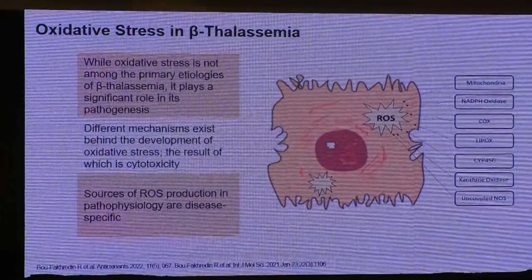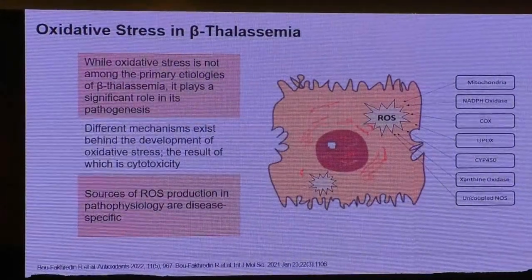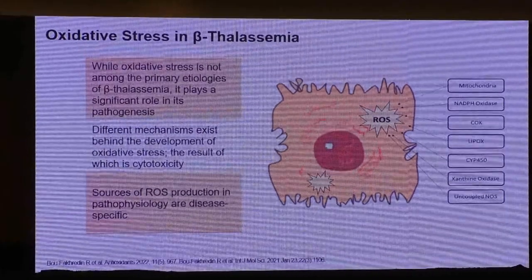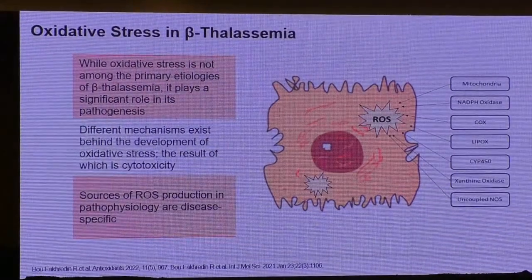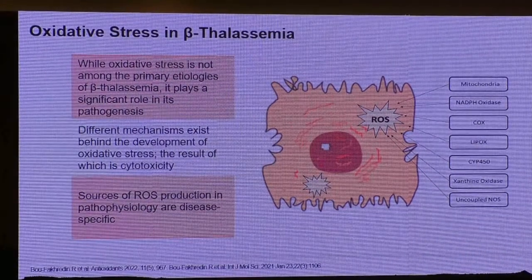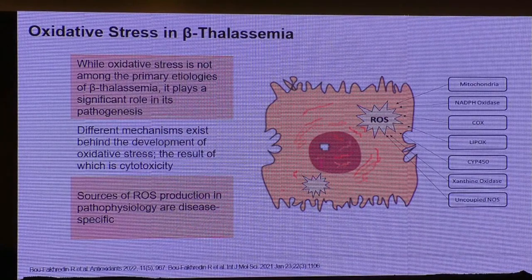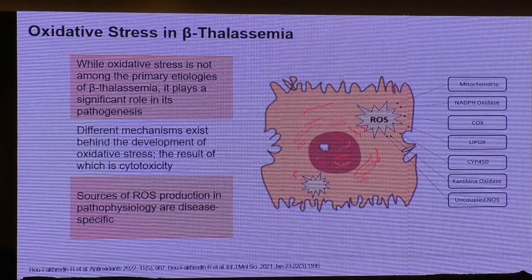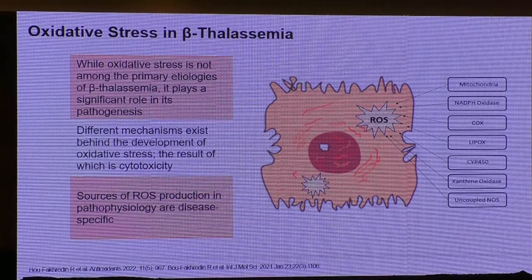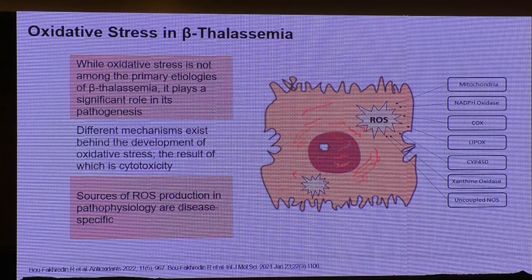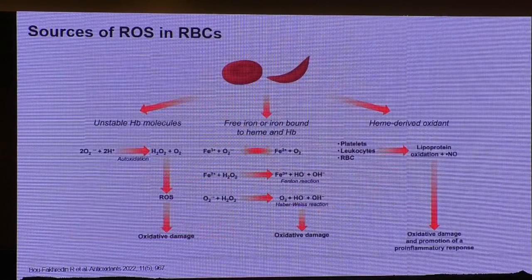And we know that sources of reactive oxygen species production in pathophysiology are not only disease-specific, but they can also be organ-specific, meaning that the source of reactive oxygen species can be different if you look at one organ compared to another. And if you look at the image on the right side of the slide, we can see that in cells in general, we have different sources of reactive oxygen species. And these include the mitochondria, NADPH oxidases, cyclooxygenases, lipoxygenases, cytochrome P450, xanthine oxidase, and uncoupled nitric oxide synthase.